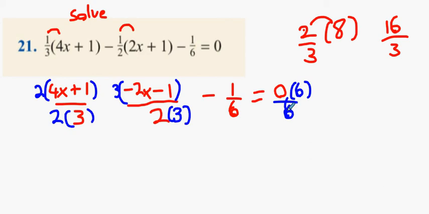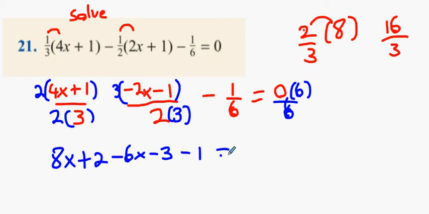Okay? Now, next thing. 2 times 4x, 8x. 2 times 1? 2. 3 times minus 2x? 3 times minus 1? Then your minus 1 here equals 0. Okay, you have what's called a linear equation. Why is this called a linear equation? No x squareds, only one letter.